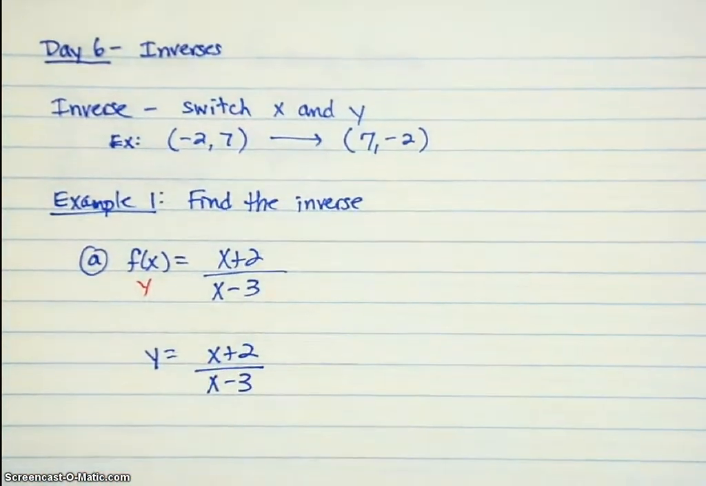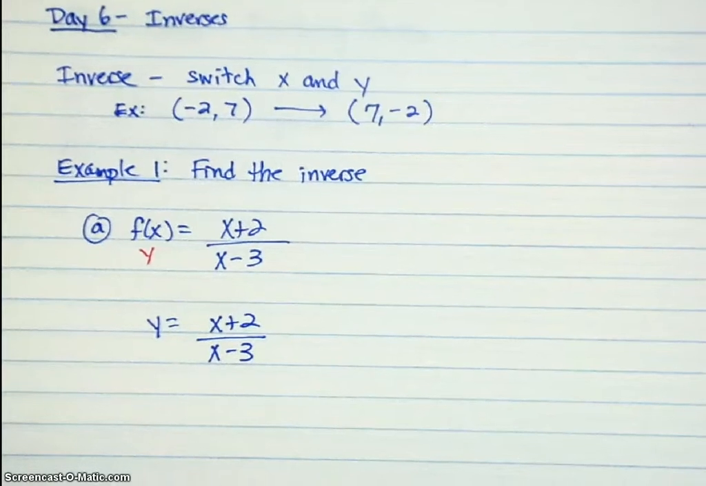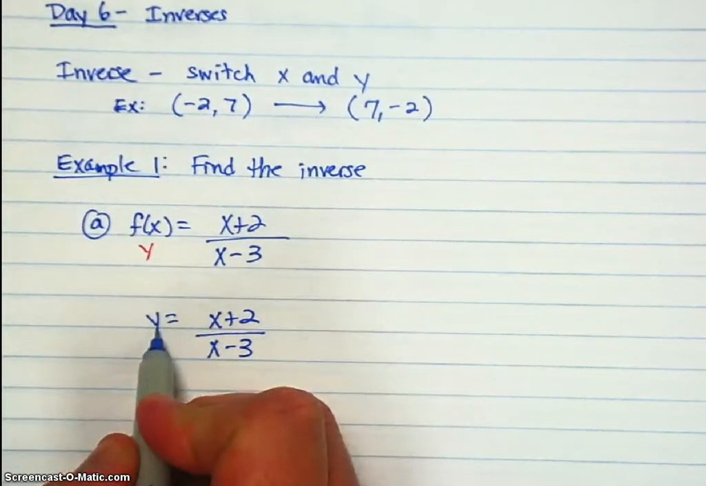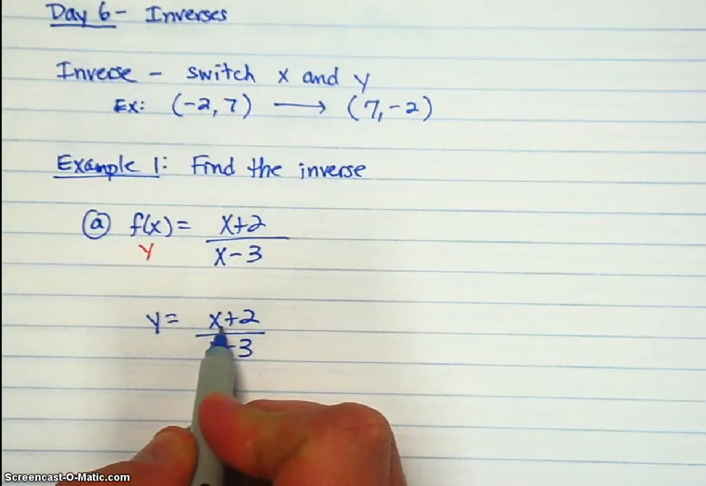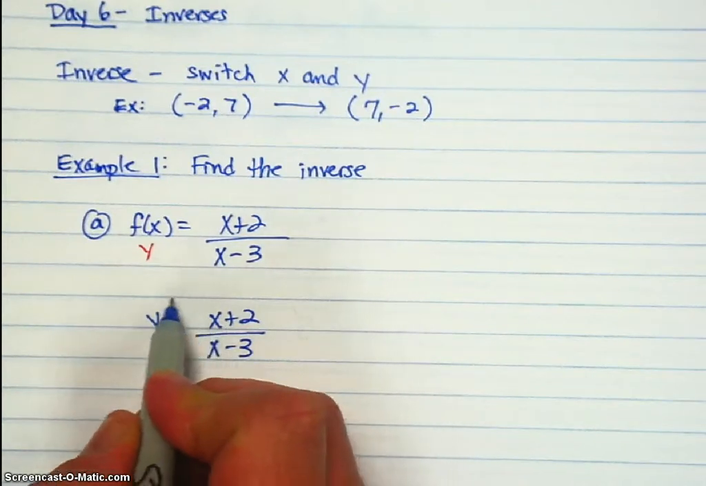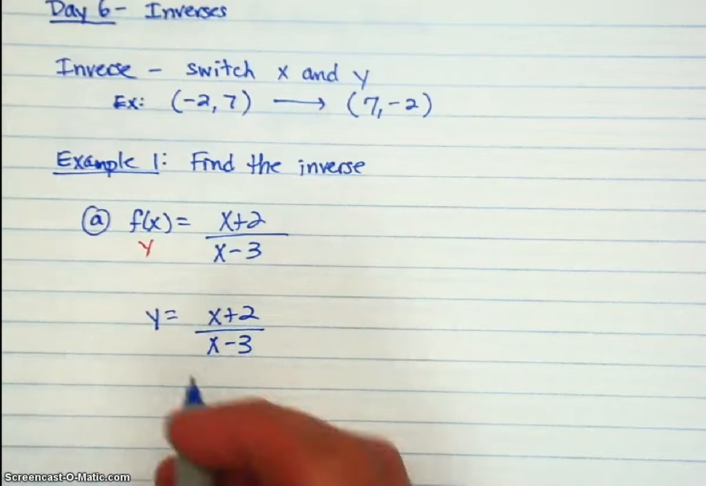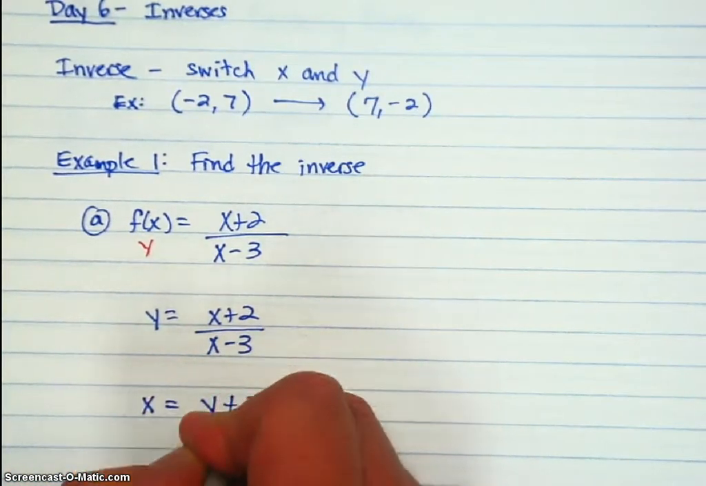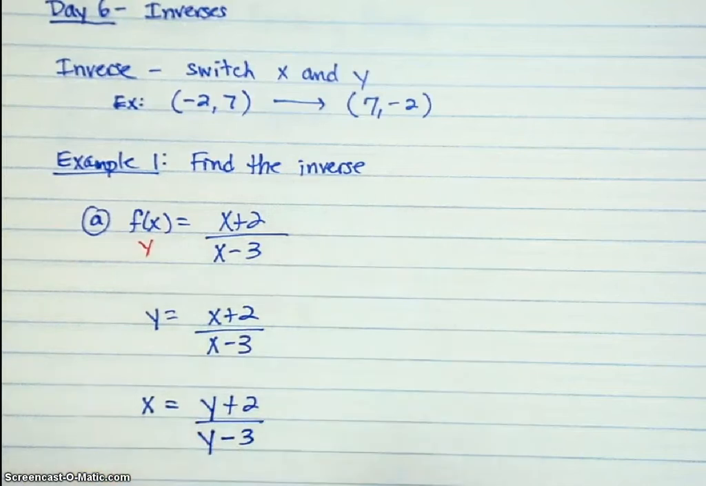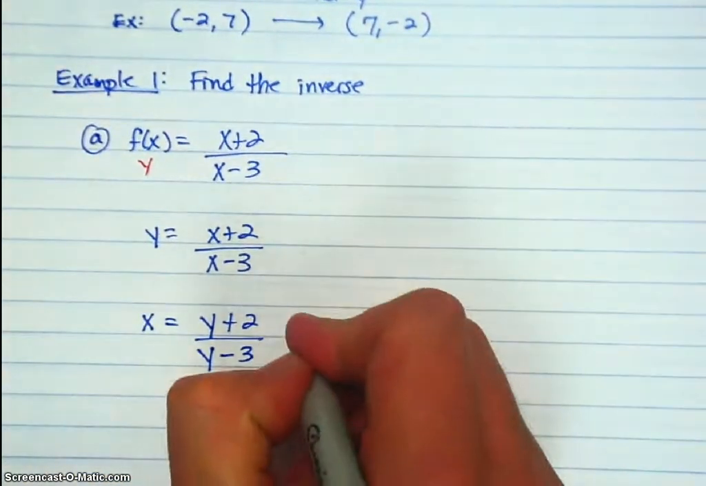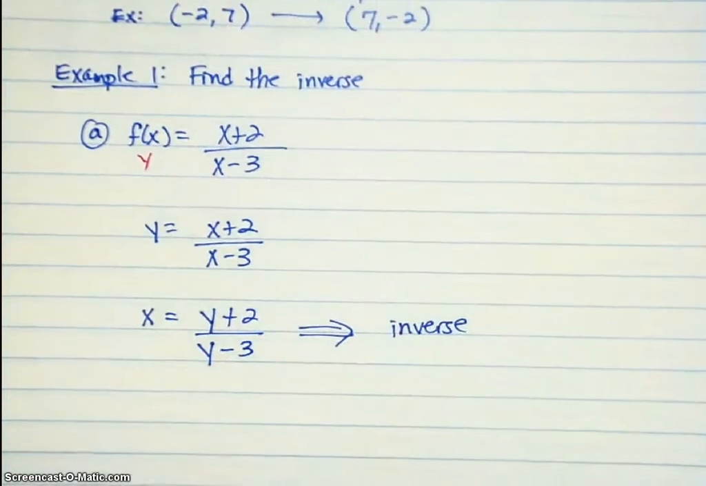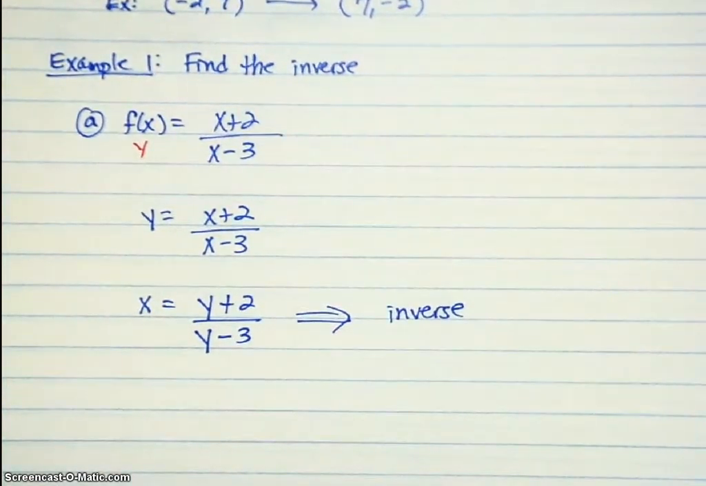All right, and I have that, and now what I'm going to do is the inverse, which means I'm going to switch x and y. So wherever there's an x in the problem, I'm going to put a y in its place, and wherever there's a y in the problem, I'm going to put an x in its place. So I'm going to rewrite the problem like this. x equals (y + 2) over (y - 3). Now, technically, that is the inverse.